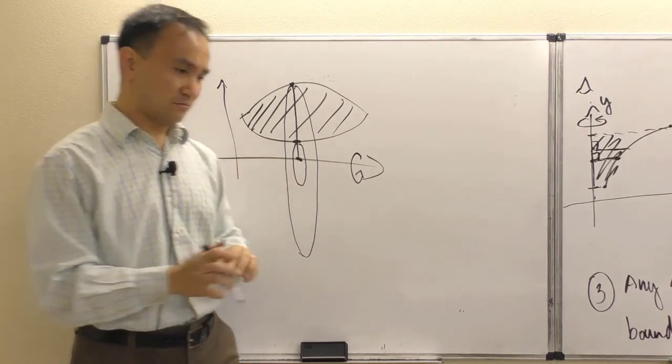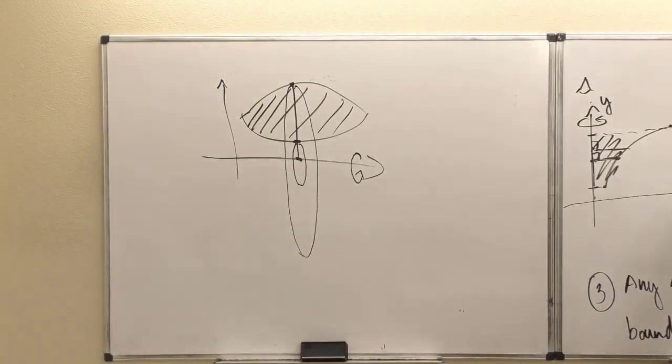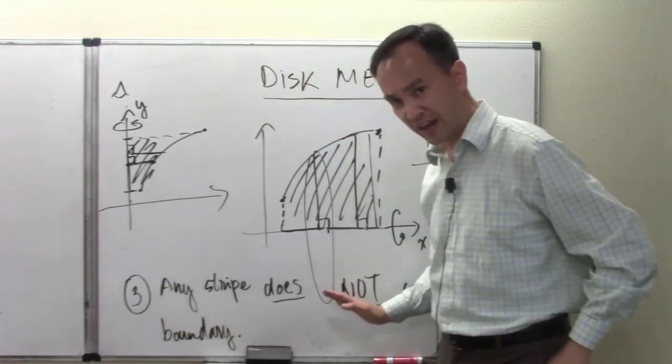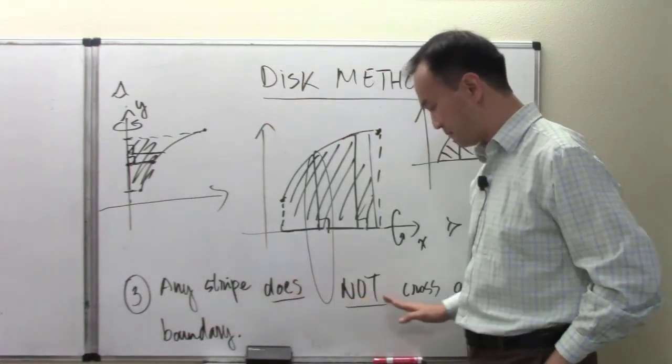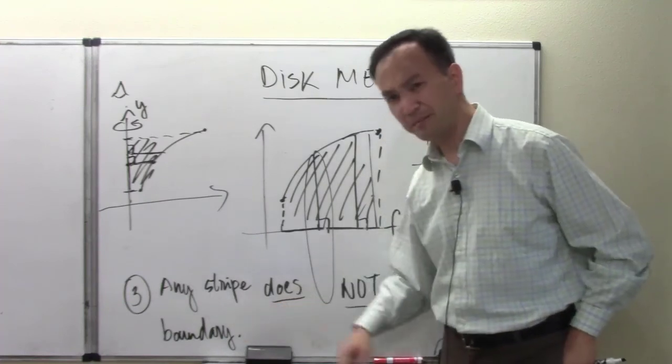Okay, so back to that feature number 3 that I pointed out. That's the feature that I most want to emphasize: any stripe must not cross any boundary.